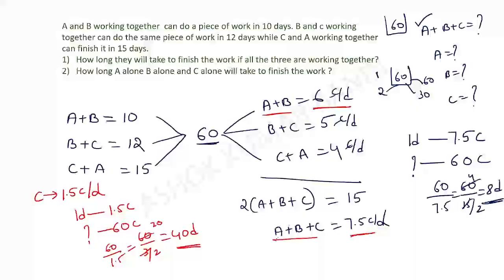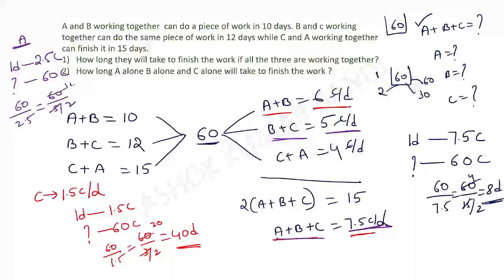Now see, ABC can eat 7.5 chocolates and BC can eat only 5 chocolates. That means that the remaining 2.5 chocolates must have been consumed by A. So see here, in one day A can eat 2.5 chocolates. So to complete the work, he needs to eat all the 60 chocolates. So 60 chocolates, how many days? 60 by 2.5, which is the same as 60 by 5 by 2, which is equal to 24 days.